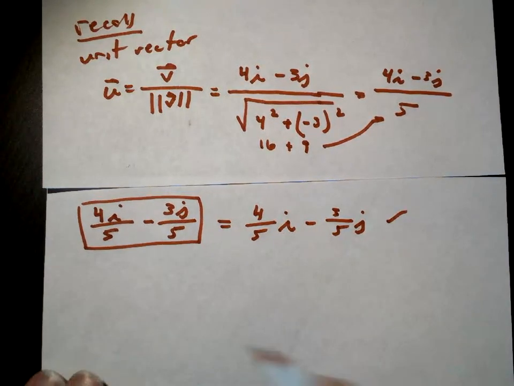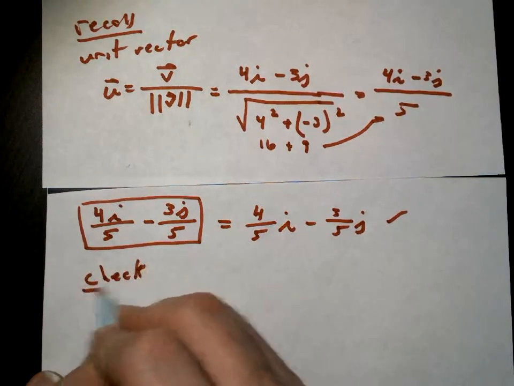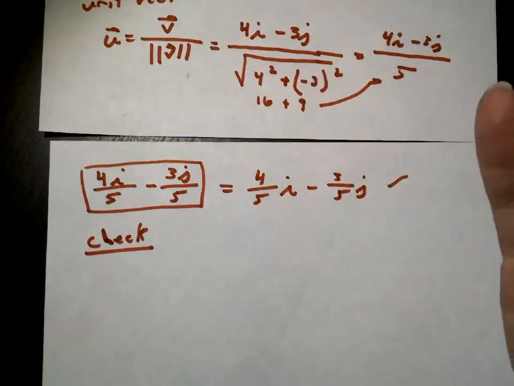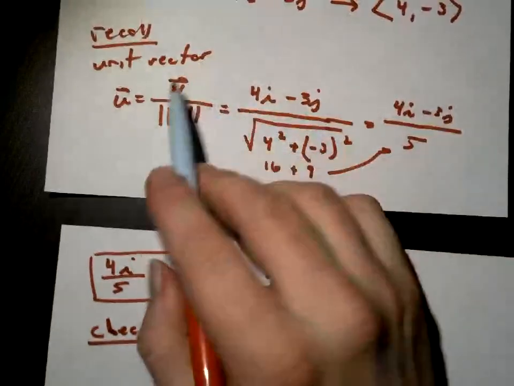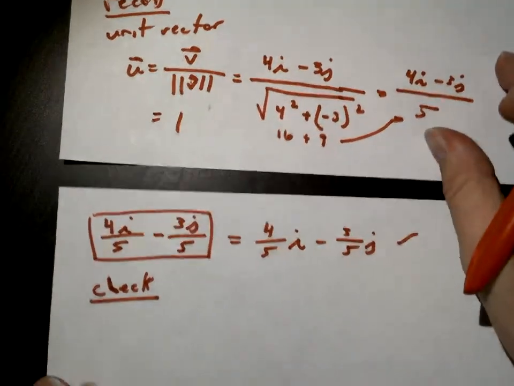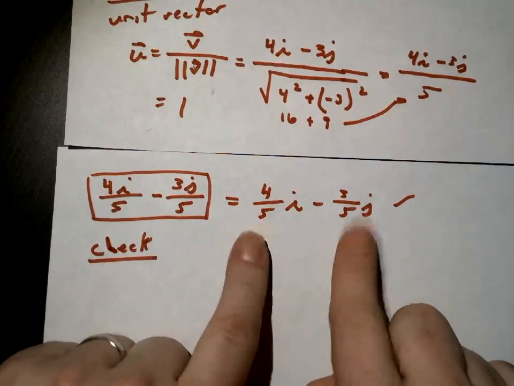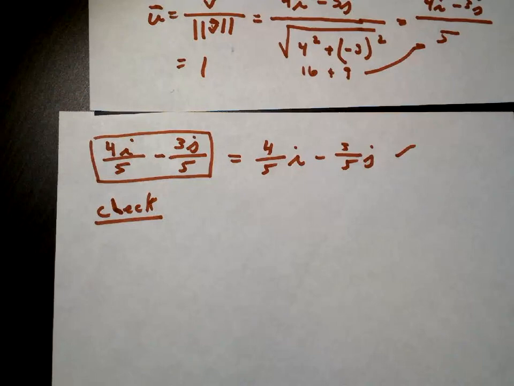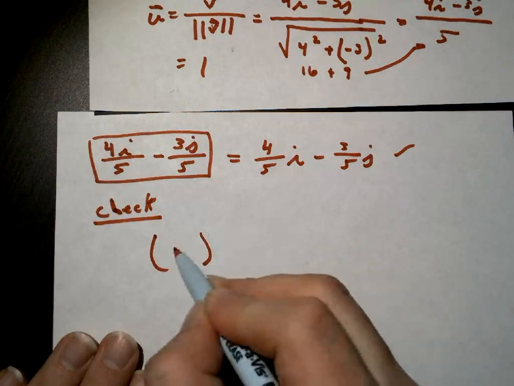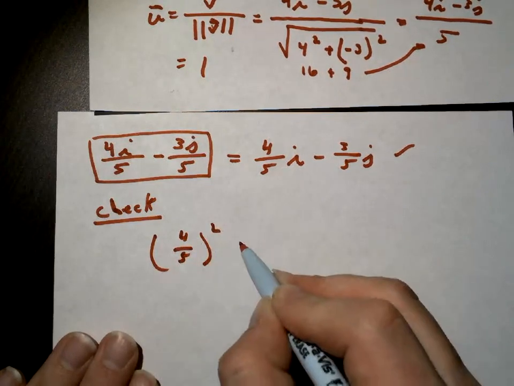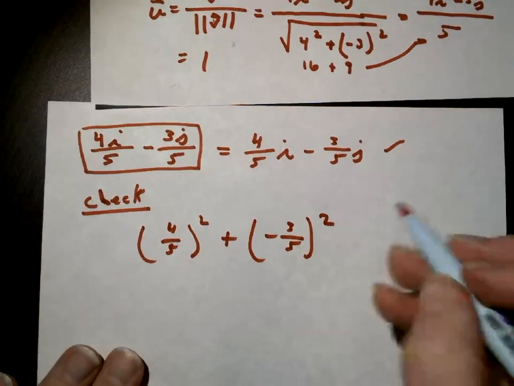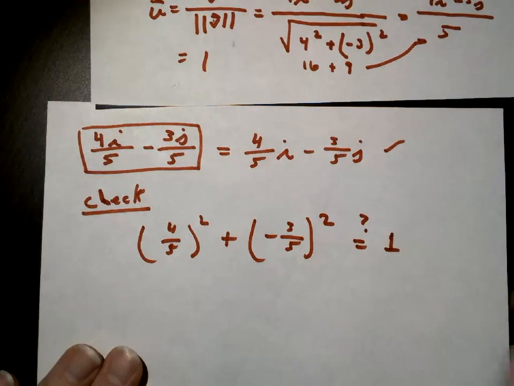And maybe you're thinking, what if I'm skeptical here? What if I want to check? What if I just don't believe you? What if I want to check if this is actually a unit vector? Remember, a unit vector is just one. Let's take our answer and check it. So we're going to take these two values and square them, and check if it's equal to 1.